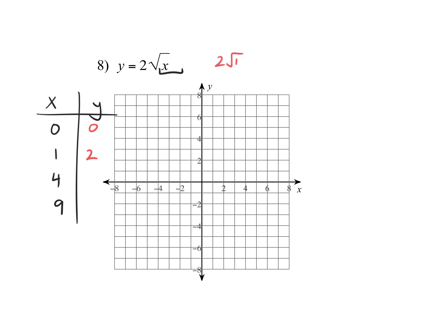The square root of 4 is 2, and 2 times 2 is 4. And then if I plug in 9, the square root of 9 is 3, and 3 times 2 is 6. So plot these points, and connect your square root graph with an arrow.